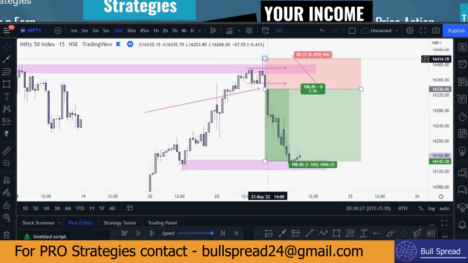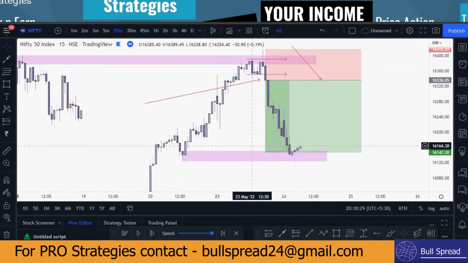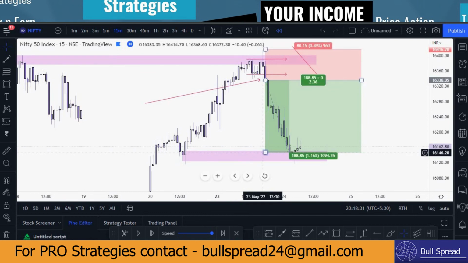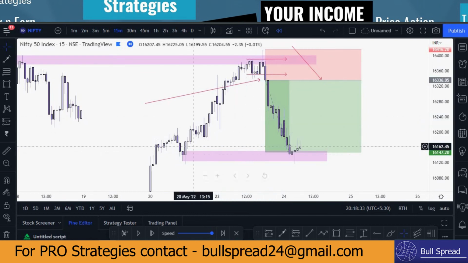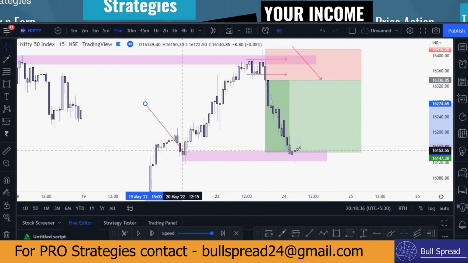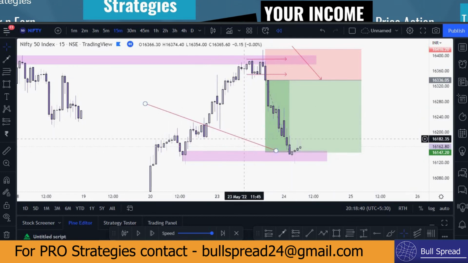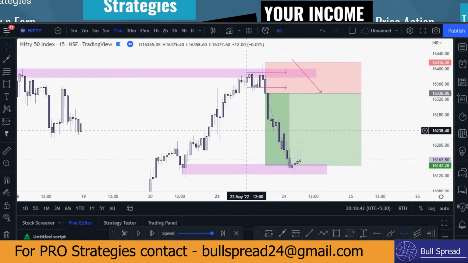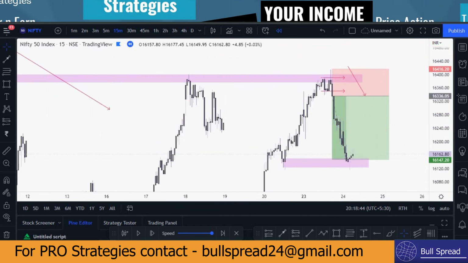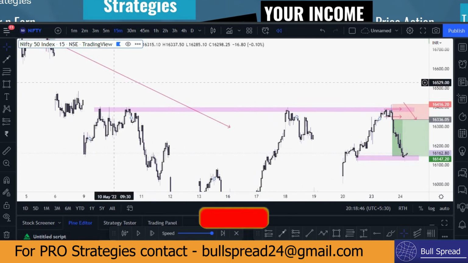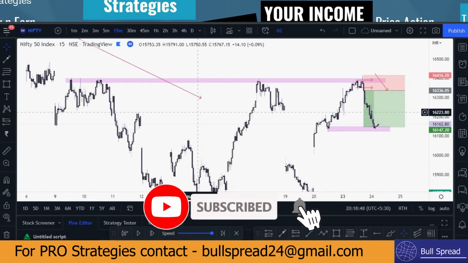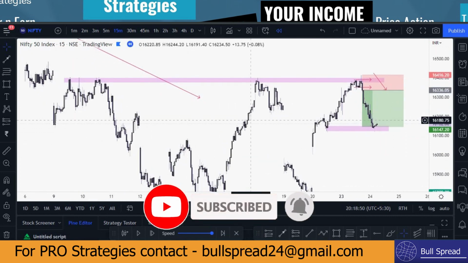We kept a stop loss above the supply zone, and then kept a profit exactly at the genesis of the recent rally. The genesis of the recent rally is right here. This was a zone, so we kept a target right here. You get it? So this is a very simple strategy, guys. All you have to do is look for a longer term trend. The longer term trend is downward, and the price moved in a consolidation zone.